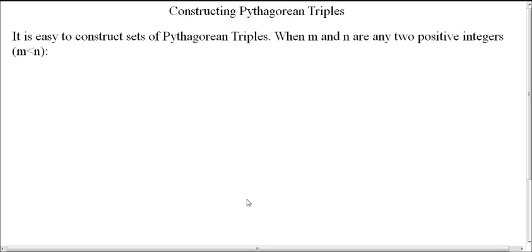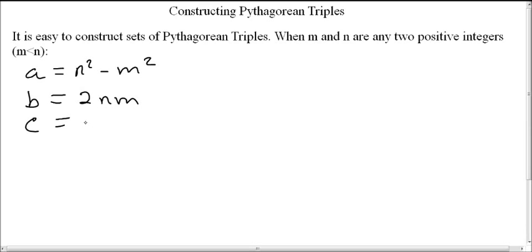So let's take a look at the formula that is used to do this. Remember, a squared plus b squared is equal to c squared. We would say a is equal to n squared minus m squared. That's how we would get a, and then we said we can get b by using the formula 2 times n times m, and we can get c by using the formula n squared plus m squared.